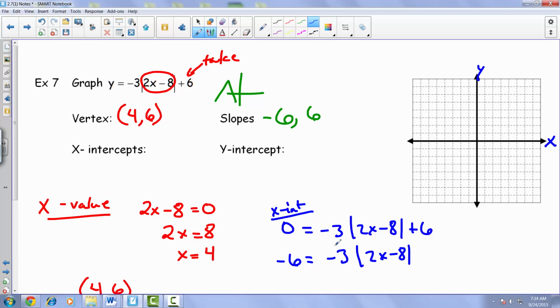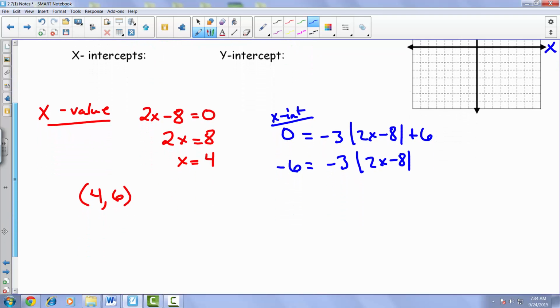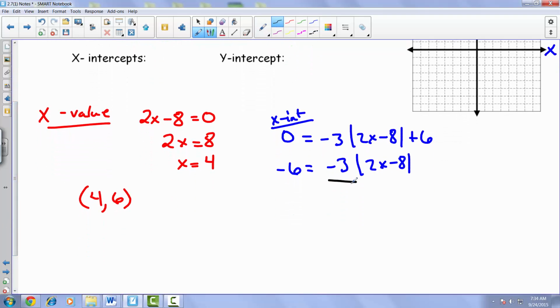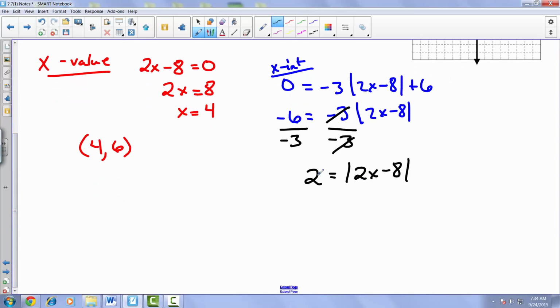minus 8. Again, our goal is to isolate that absolute value. So we are going to go ahead and divide -3 on both sides. -3's cancel, leaving us with just that absolute value of 2x minus 8 on the right side. On the left, we have -6 divided by -3. That gives us +2. Now that we have our absolute value being isolated, it's equal to some positive number. That's good. We can find these x-intercepts. We're going to go ahead and do our split. So we end up with 2x minus 8 is equal to +2, and 2x minus 8 is equal to -2.